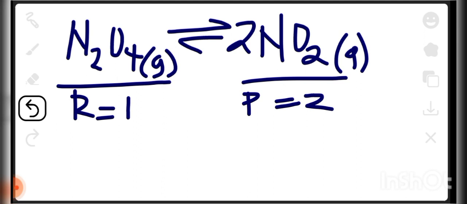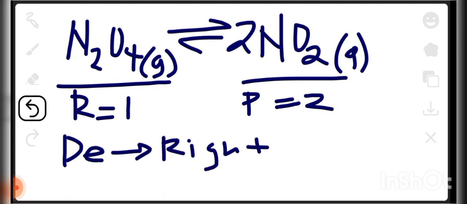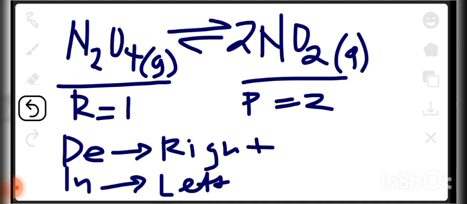Remember, an increase in pressure favors the side that has the lesser number of moles. So for you to have good product here, what do you need to do? You need to decrease the pressure. Why? Because if you increase it, it will move to the side that has the lesser number. So a decrease in pressure favors the right hand side, which is the product, while an increase in pressure favors the left hand side, which is the reactant.